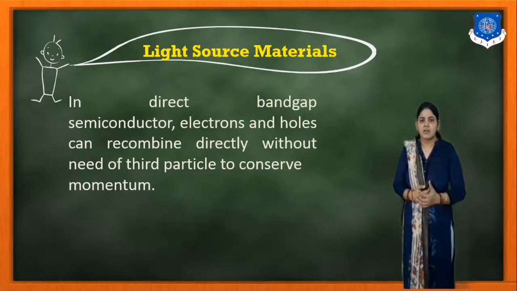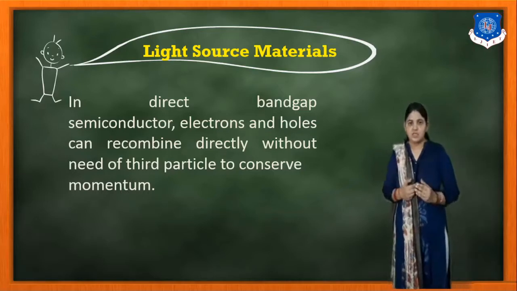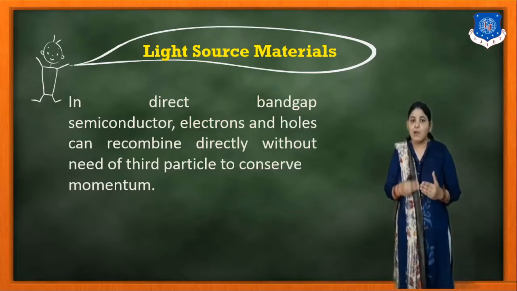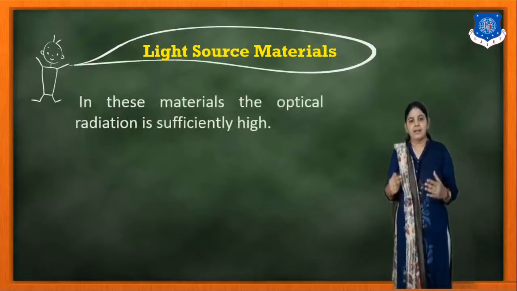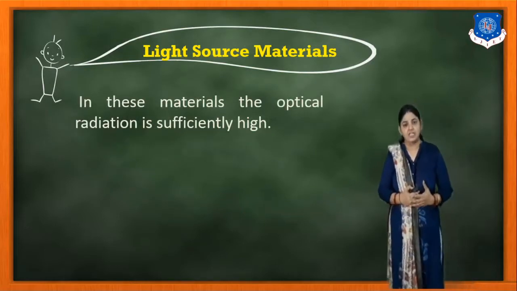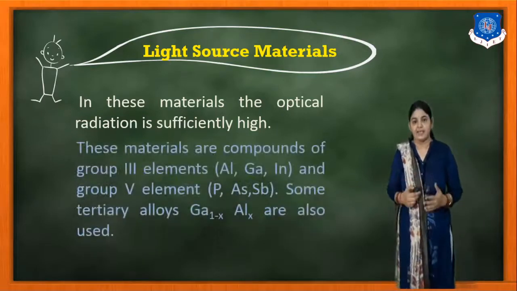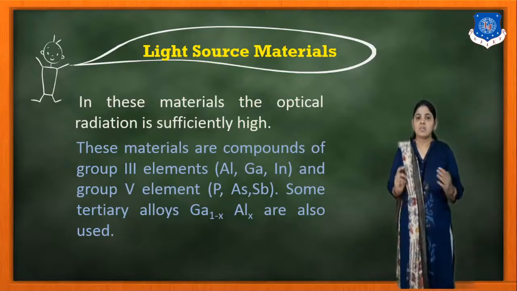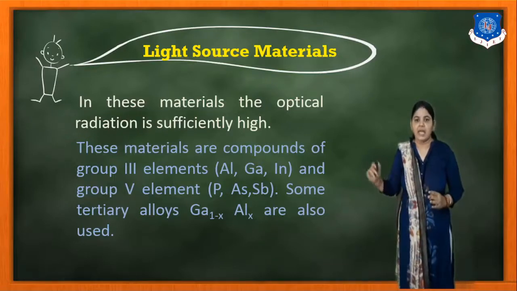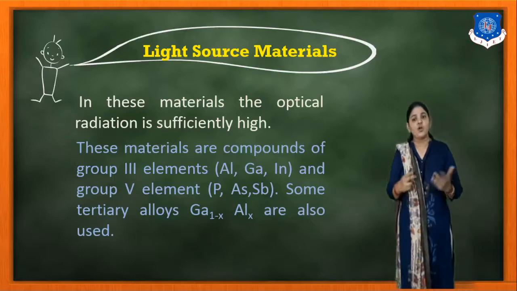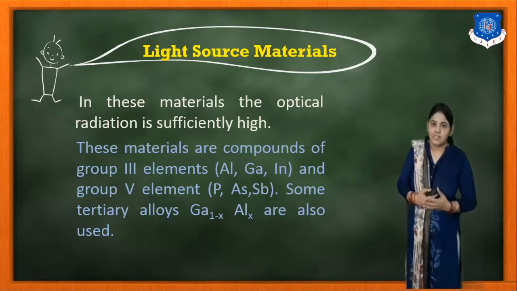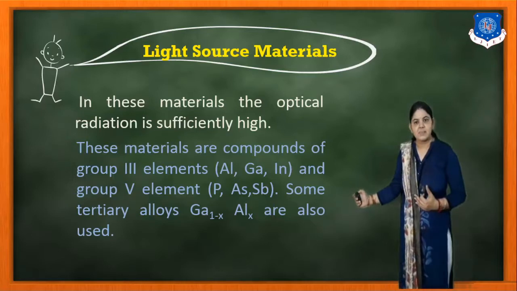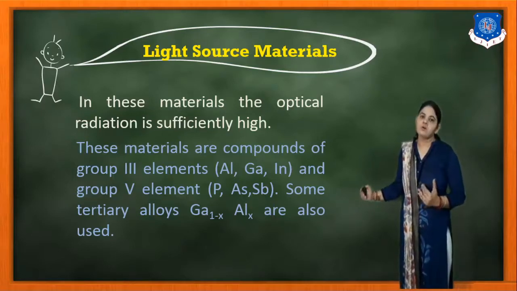In the direct band gap semiconductor, electrons and holes can recombine directly without the need of a third particle to conserve the momentum. In these materials, the optical radiation is sufficiently high. These materials are compounds of the group 3 elements, which are Al, Ga, In, and the group 5 elements, which are P, As, and Sb. Some ternary alloys, such as Ga(1-x)Al(x)As, are also used.